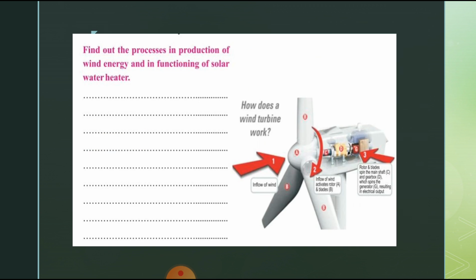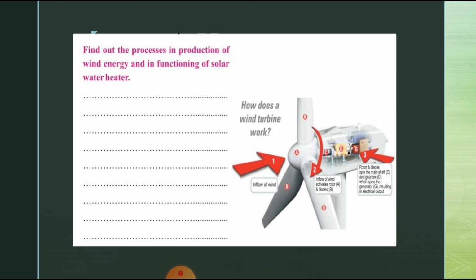The next is to find out the processes in production of wind energy and in functioning of a solar water heater. First we will discuss wind energy. You can see in the picture the process of production of wind energy. See how a wind turbine works. In this also they have shown the different steps, written 1, 2 and 3. You can see the red arrow marks, and they have shown how this works. Now let me explain.